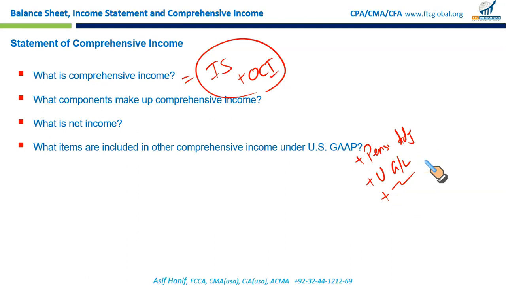So let's say a company might report an unrealized gain of $5,000 on available for sale debt securities, and then there is a $3,000 loss on foreign currency translation. So that means the net impact of other comprehensive income is $2,000, right? So these items I described, we'll discuss further.